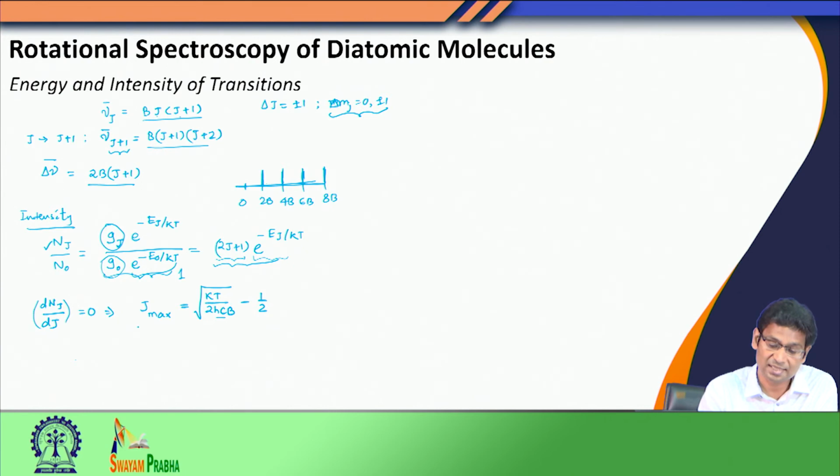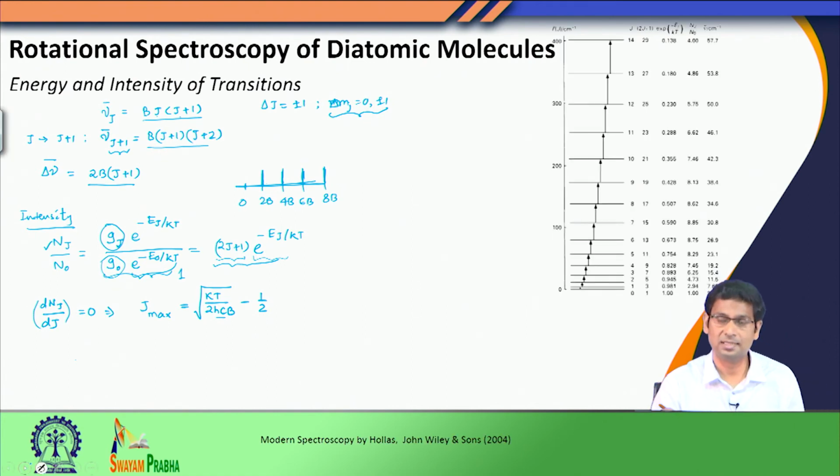So, therefore, J max depends on universal constants. Apart from that, it also depends on a particular molecular constant, B. So, J max is going to be different from molecule to molecule. Depending on the value of B, that particular molecule will show a different J max, or the Jth level which will have more intensity.